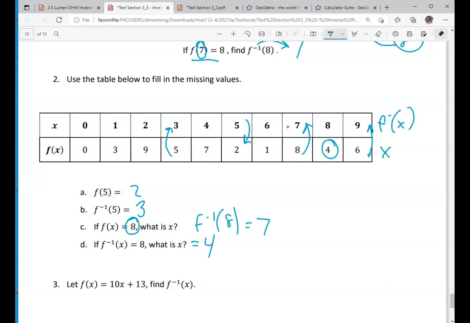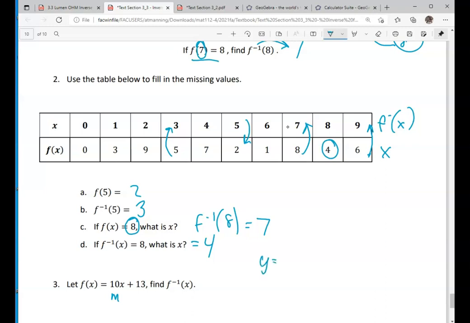Now it gets a little more challenging. First thing I look at here, before even thinking about whether there is an inverse: it's a linear function, a slope of 10, mx plus b, remember all that? Slope of 10, crossing point at 13, and there are no exponents in there. I know it's 1-to-1. It's not horizontal. So what do I do to get the inverse?